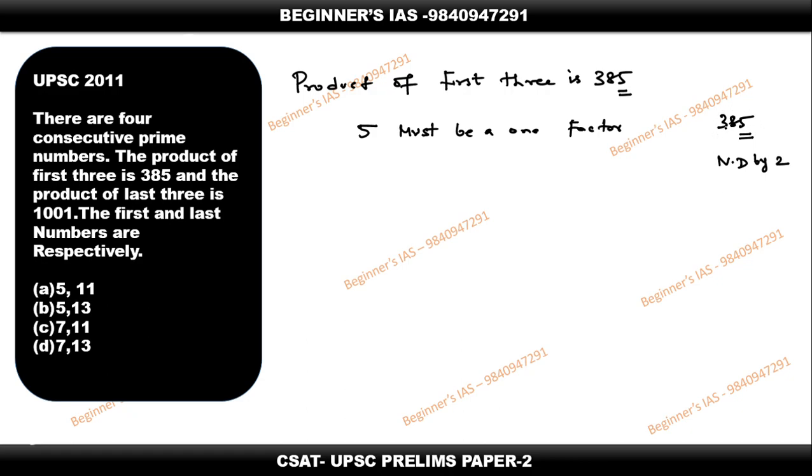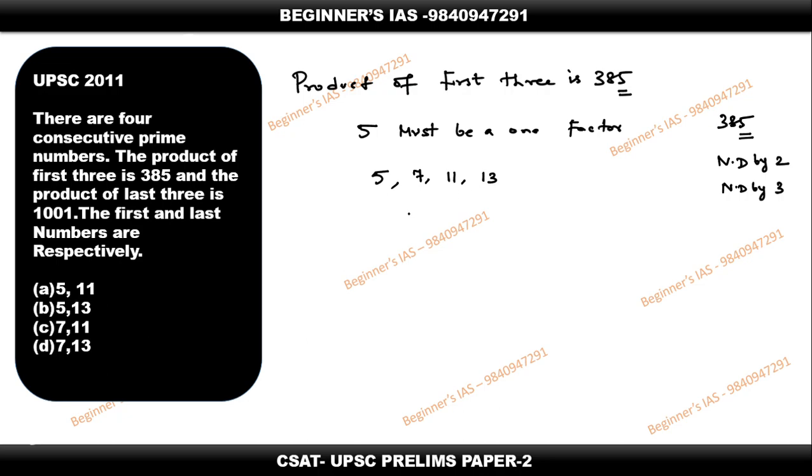Therefore 8 plus 8 is 16. 16 is also not divisible by 3. Therefore we have to leave out 2 and 3. Then surely 5 must be one factor. Then 5 is the smallest prime number. It is given as 4 consecutive prime numbers, which means 5, 7, then 11 and 13.